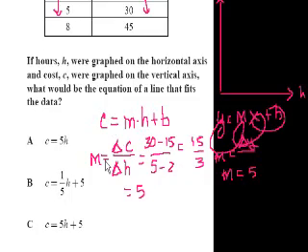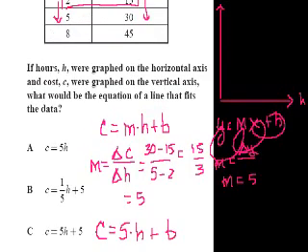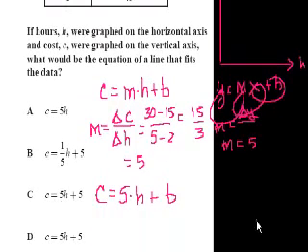So this equation, we could rewrite it as cost is equal to the slope, which is 5, times the hours, plus whatever our y-intercept is. And now we just have to substitute one of the points in to solve for b, just like we did in the previous video. So let's substitute the point when h is equal to 2, c is equal to 15. So the point 2 comma 15.